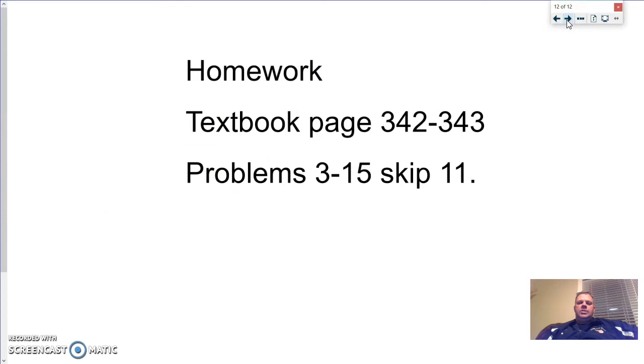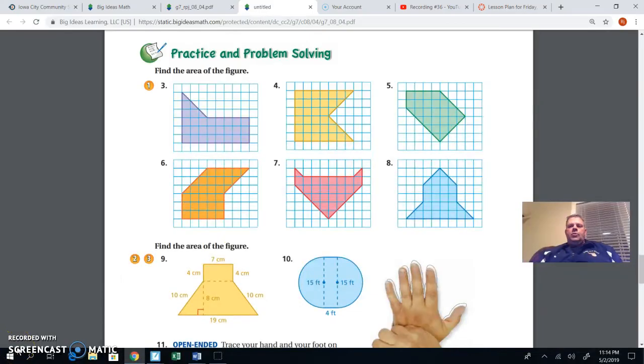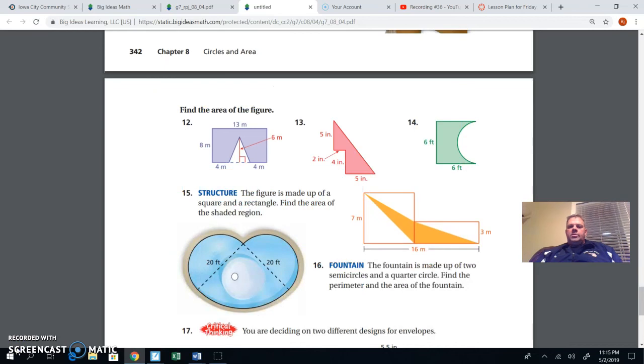Your homework today is textbook page 342 and 343. I would like for you to do problems 3 through 15. Please skip number 11. I will have the video of the pages of the textbook coming up next if you need to use those. Here are the problems for problems 3 through 10. You can pause this while you work on those problems, restart it, and I will have the rest of the problems for you. Here are the final set of problems 12 through 15 that you need to work on.